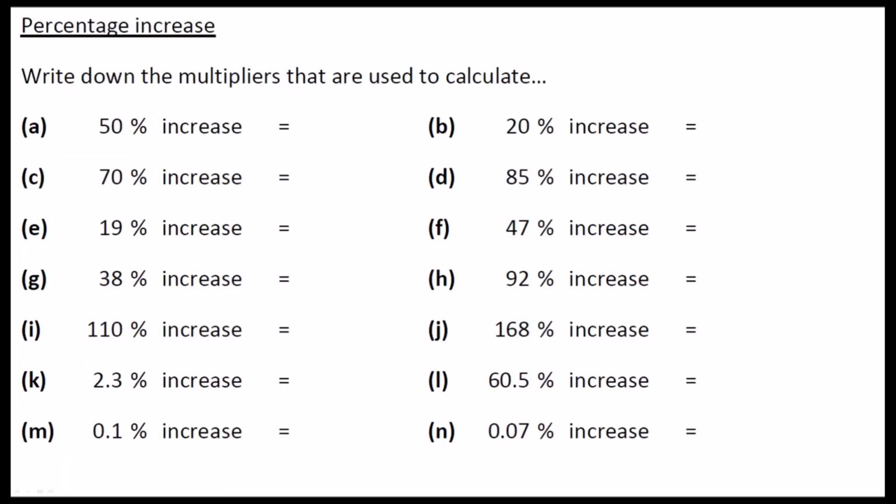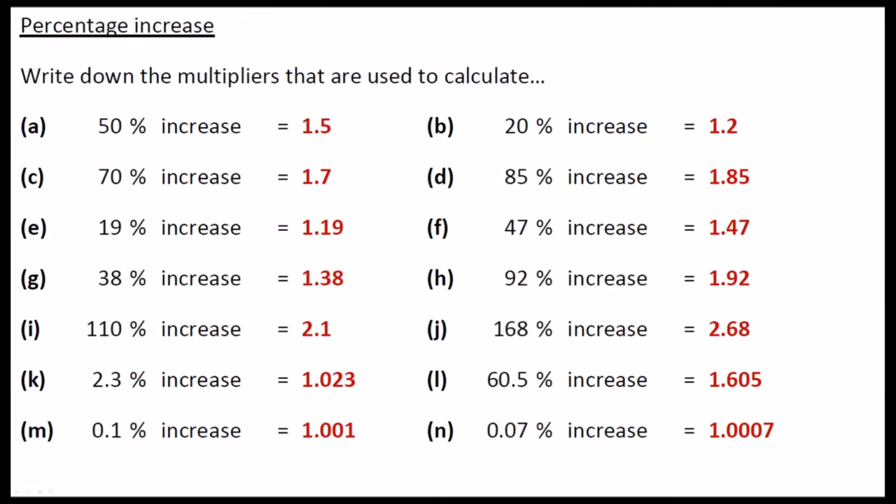I'd like you to go back to the original worksheet on percentage multipliers and have a go at the second section, which is on percentage increase. Please pause the video and have a go at writing down the percentage multipliers for each of the percentage increases displayed on the screen now. If you prefer, you can obviously print the worksheet out and write your answers directly onto it. Here are your answers. Once again, please check them carefully and make sure that you understand before moving on to the next section.